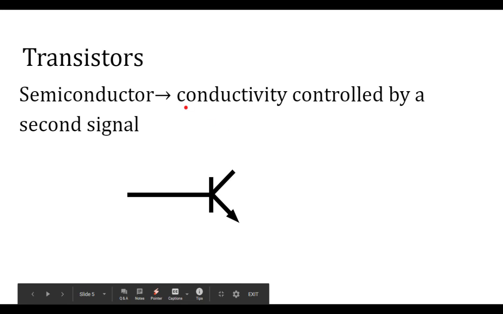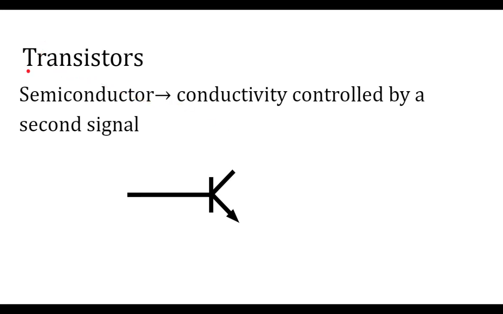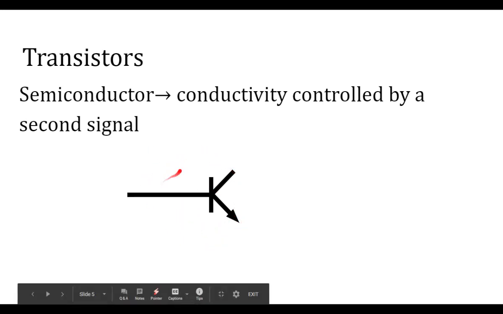So, okay, what have I been leading up to? We got this thing called a transistor. And basically what it is, it's a semiconductor. But whether or not it is allowing current to flow, whether or not it's acting like a conductor, is controlled by a second electrical source. And so this is what it would look like in our little circuit diagram. Let's dig in a little bit more.